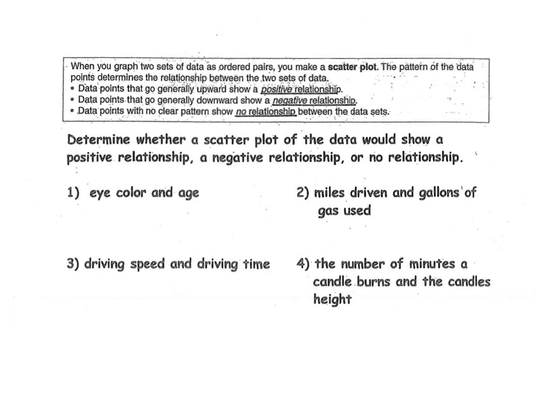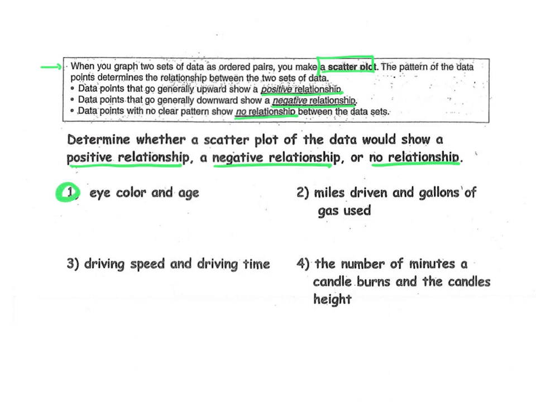Let's take a look at the bottom of the page. When you graph two sets of data as ordered pairs, you make a scatter plot. The pattern of the data points determines the relationship between the two sets of data. You can have a positive relationship, a negative relationship, or no relationship or correlation whatsoever. Let's take a look at some examples below and decide whether they would have a positive relationship, a negative relationship, or no relationship.